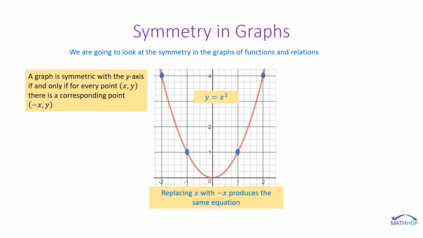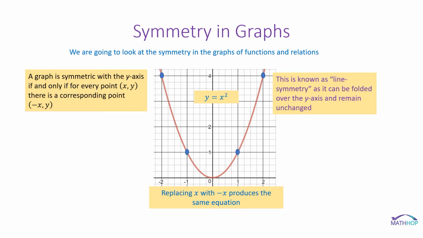So what this tells us is that if we replace x with negative x in this function, we will get the same equation. Think about this. Y equals x squared. That's really y equals positive x squared, right? If we replace the quantity x with the quantity negative x, the quantity negative x squared is negative 1 times negative 1 times x squared, which is just going to give you a positive x squared. This type of symmetry, remember, is line symmetry because it can be folded over the y-axis and remain unchanged. And this symmetry, symmetric with the y-axis, produces a specific type of function called an even function. And we will learn more about that a little bit later on.